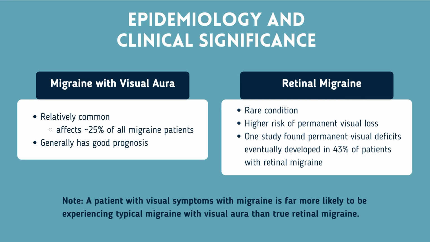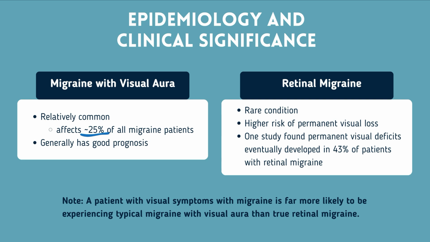So migraine with visual aura is actually relatively common. It affects approximately 25% of all migraine patients. Given that migraine itself affects 12 to 15% of the general population, visual aura is a frequent neurological phenomenon that is regularly encountered. And this condition has a good prognosis with no evidence of permanent neurological consequences in the vast majority of cases, despite the sometimes alarming nature of the visual symptoms.